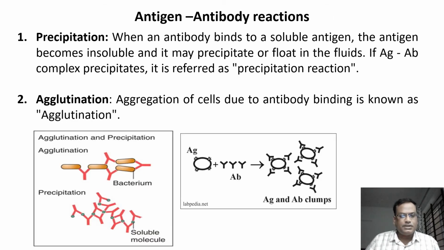First one is precipitation. When an antibody binds to a soluble antigen, the antigen becomes insoluble and it may precipitate or float in the fluids. If the antigen-antibody complex precipitates, it is referred to as a precipitation reaction. What is happening here? The antibody binds with antigen molecules. The binding of antigen and antibody molecules will neutralize the effect of the antigen.